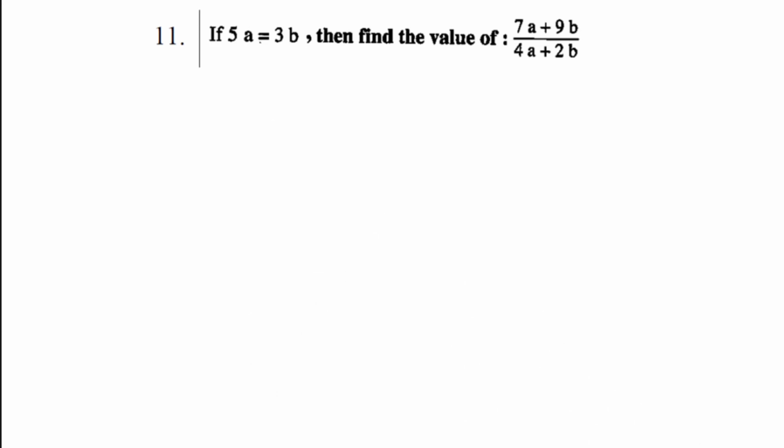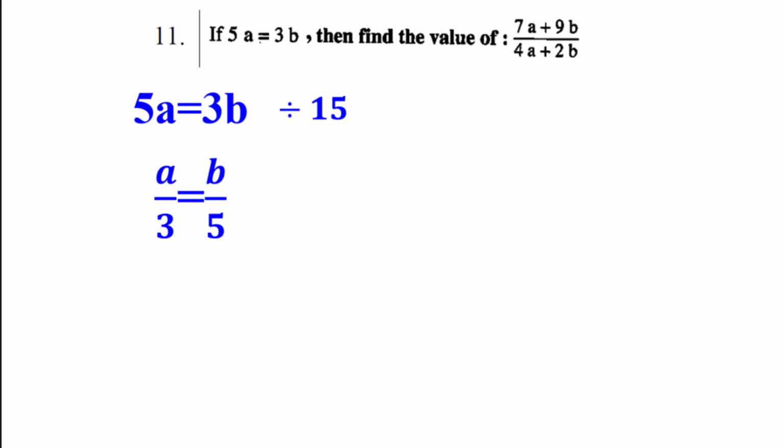Number 11, if 5a equals 3b, then find the value of the expression 7a plus 9b over 4a plus 2b. To find the ratio between a and b, we have 5a equals 3b, dividing both sides by the common multiple of 5 and 3. What is it, guys? Just multiply 3 by 5, it will be 15. Divided by 15, 5a divided by 15, 5 over 15 equals 1 over 3. So we will get a over 3 equals b over 5.